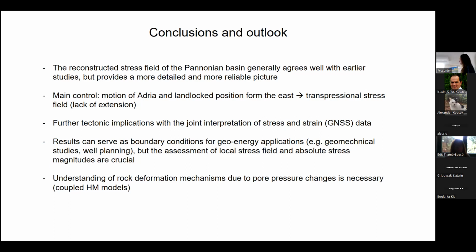And about the geo-energy applications, our results can serve as first-order boundary conditions, but of course, local studies are really crucial to the planning of these very important and sometimes risky activities. Also, as I said, a way forward would be to understand how exactly reservoir rocks deform in response to pore pressure changes, which could be done with coupled hydromechanical modeling at small scale. So that was it. Thank you very much.